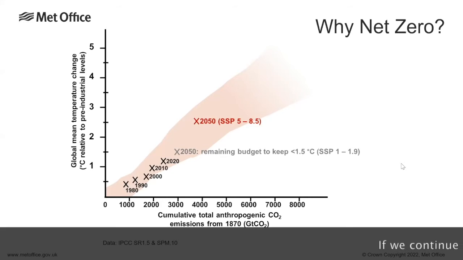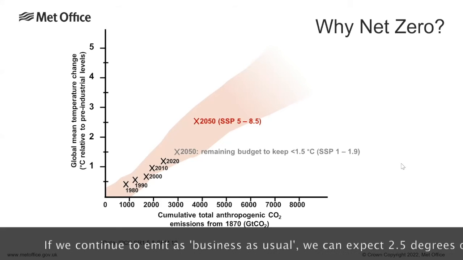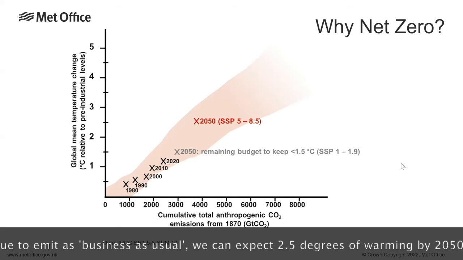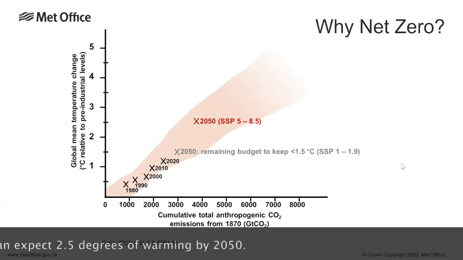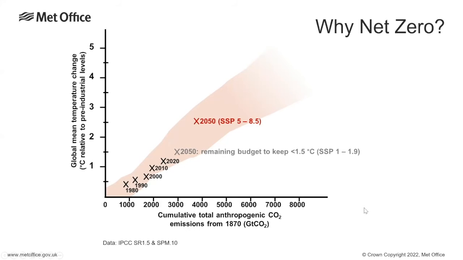If we continue to emit as business as usual, our best estimate is that red curve, with 2.5 degrees or so of warming by 2050. So this is where the choices begin, depending on whether we aggressively reduce emissions or whether we continue. If we could move on to my penultimate slide, please, before I pass to Emily.